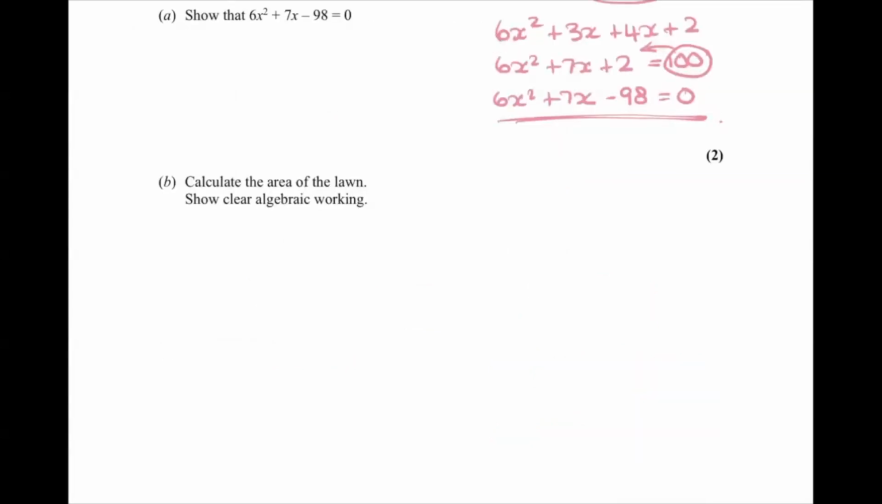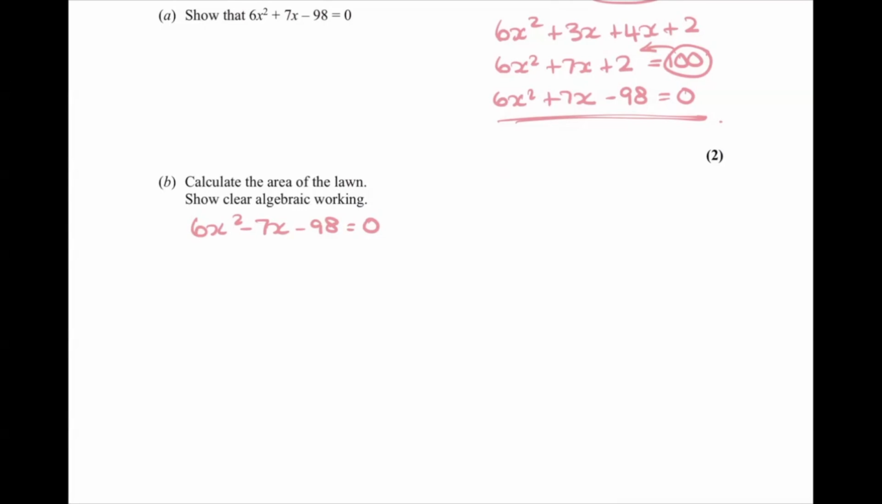I'm now being asked to calculate the area of the lawn. For me to be able to do that, I am going to need to work out a value for x. So my quadratic equation is 6x squared minus 7x minus 98 equals 0. I could consider factorizing. However, it already, to me, with my experience, looks like something that's not going to factorize particularly easily, if at all. The numbers are quite large. I've got a calculator. It makes much more sense to just go straight into the quadratic formula.